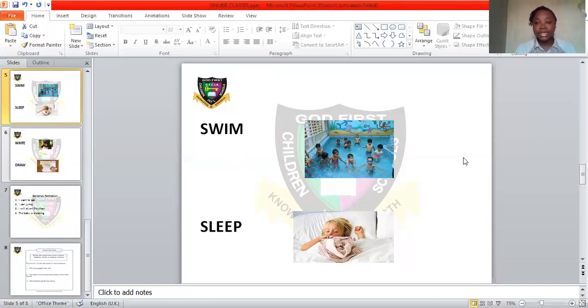If you look at the next example, the girl is sleeping. We sleep every day. We take a nap. Whenever we're taking a nap, we are sleeping. And when we are sleeping in the night also, we are carrying out an action. The action we are carrying out is sleeping. So the verb in the action we are carrying out is sleep.